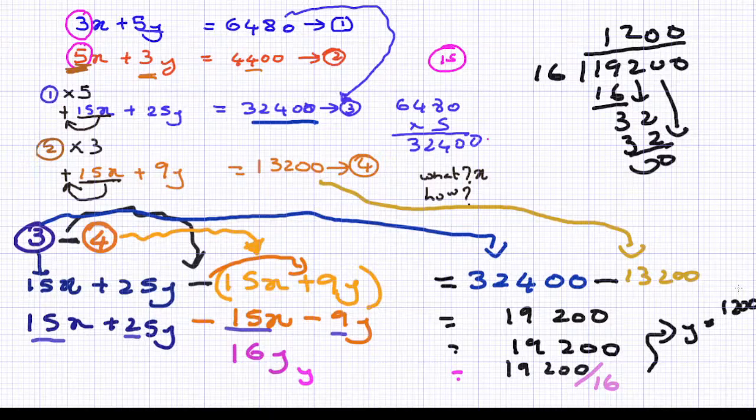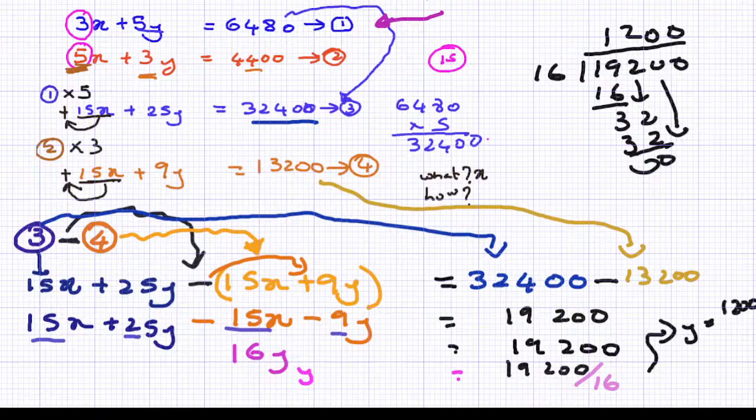So we have found out y's value. Now we have to find out x's value. How do you find x's value? Substitute y with 1,200 in any equation you wish. 1, 2, 3, or 4. I'm opting for 1 because 1 has quite smaller numbers, right? 3x plus 5y are quite small. I'm opting for 1, but up to you. You can use any equation to do that substitution.